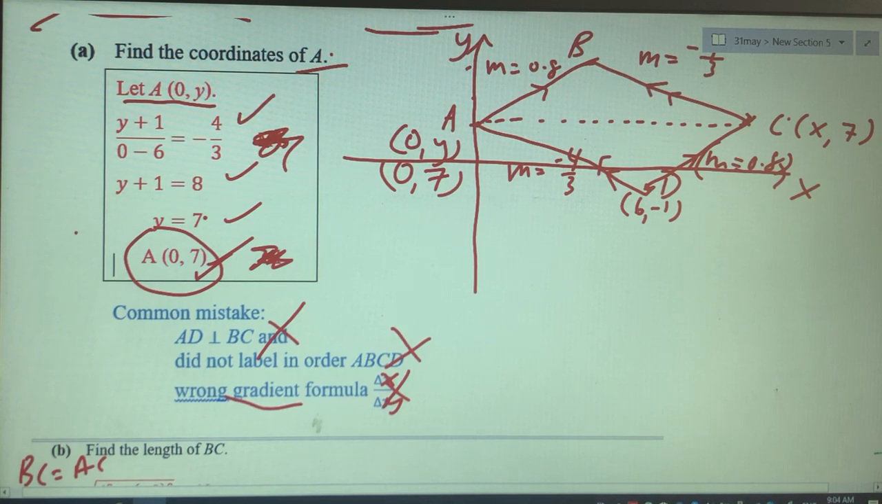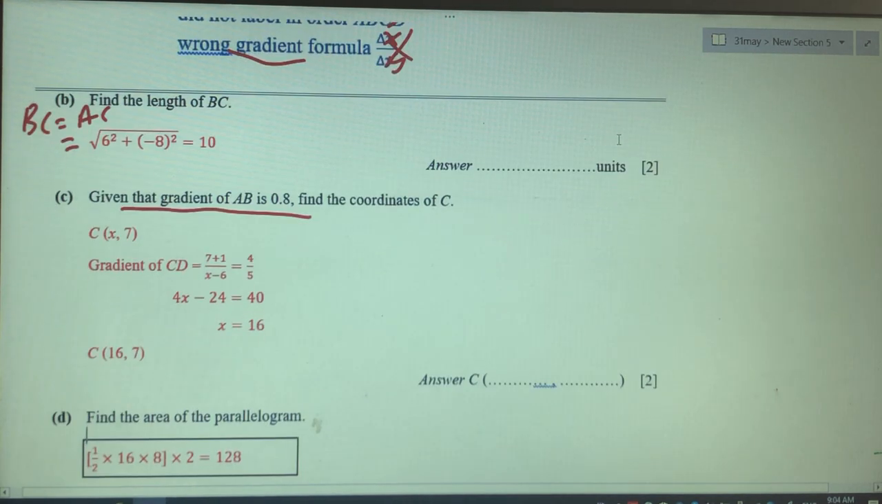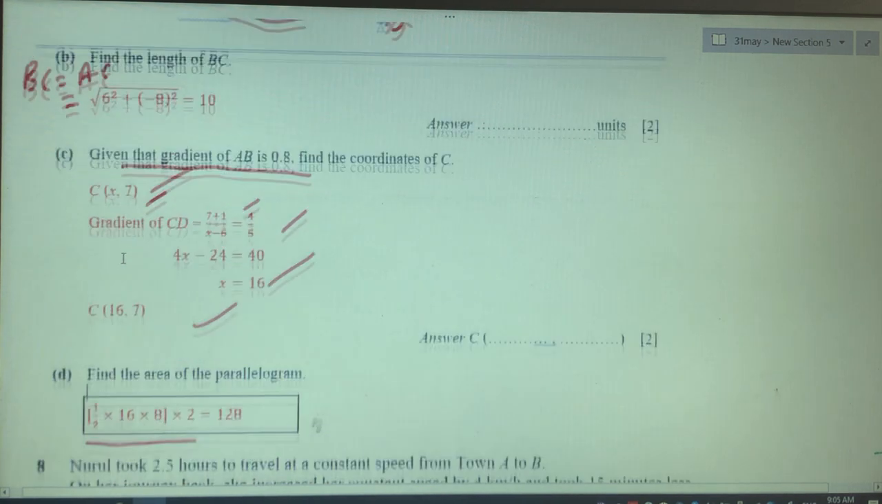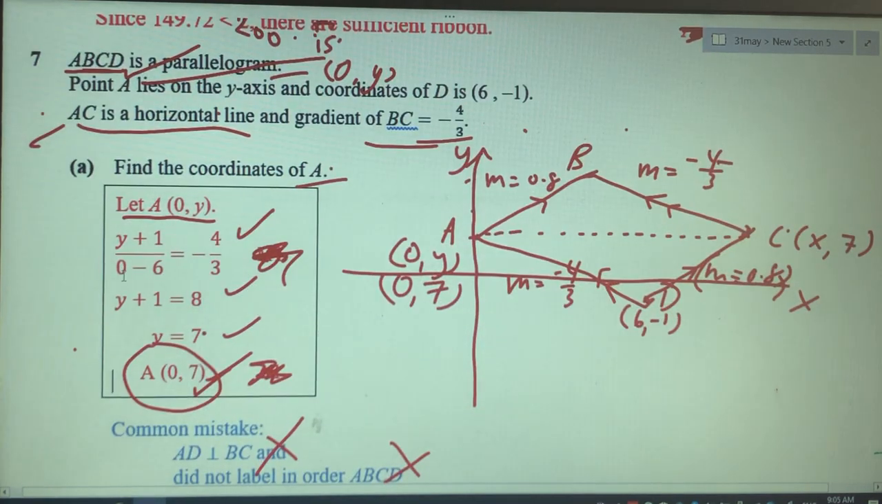So let me repeat. Exam is all about techniques. You follow my method, you draw a diagram, you use the diagram, you win. Okay? Now this part here, many of you use the shoelace method, but actually no need. It's just half times. If you notice, this is half times the base, which you can find.